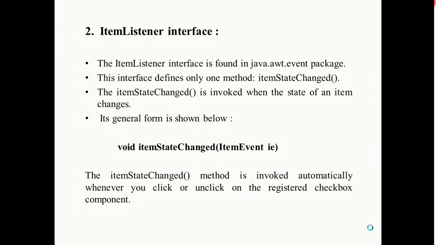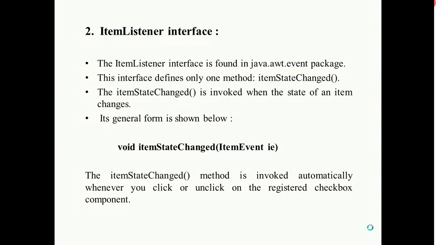Next is the ItemListener interface. The ItemListener interface is found in the java.awt.event package. This interface defines only one method, that is itemStateChanged, and the itemStateChanged method is invoked when the state of an item changes. The ItemListener interface is used when an item from a list is selected, for example, a choice is made or a checkbox is selected.